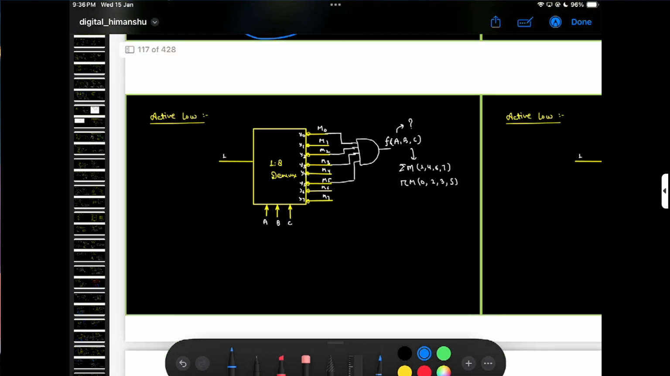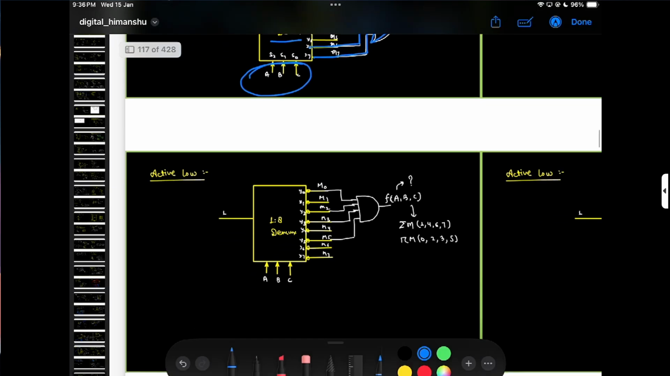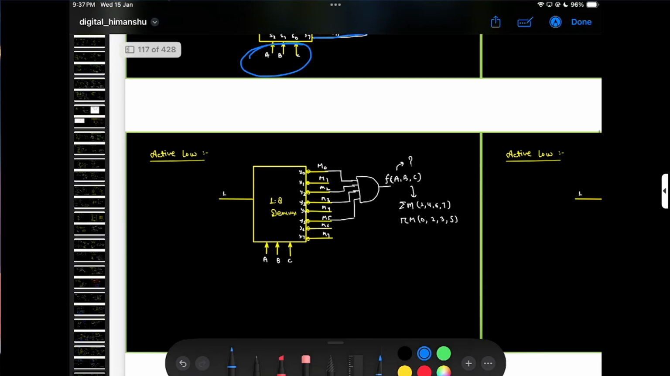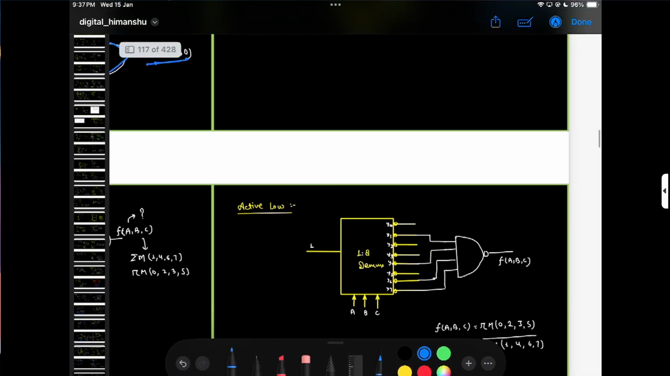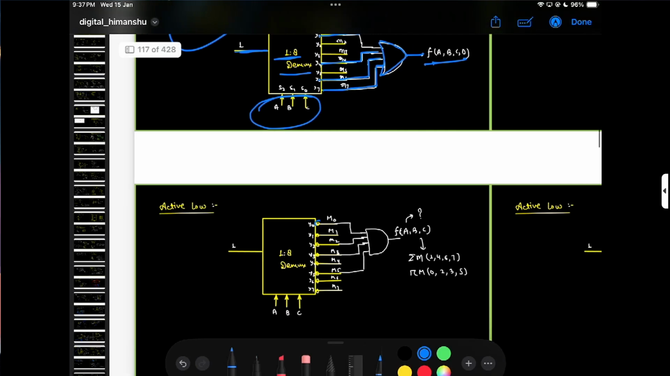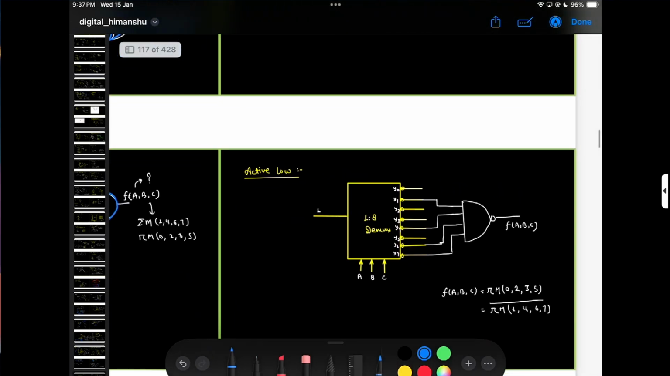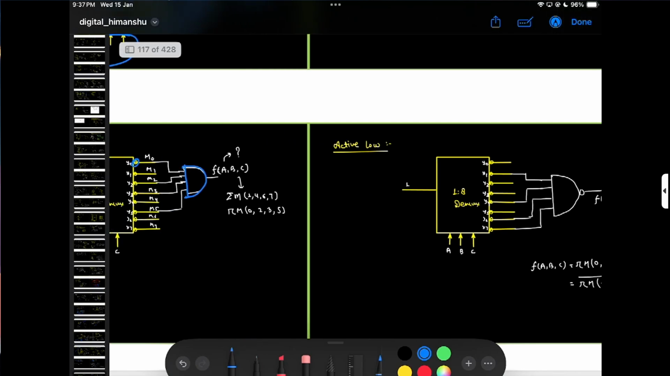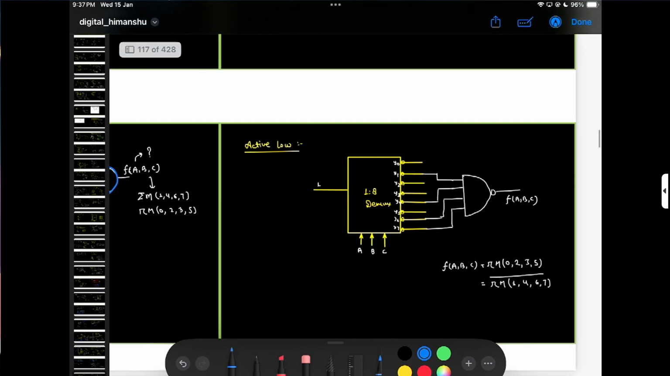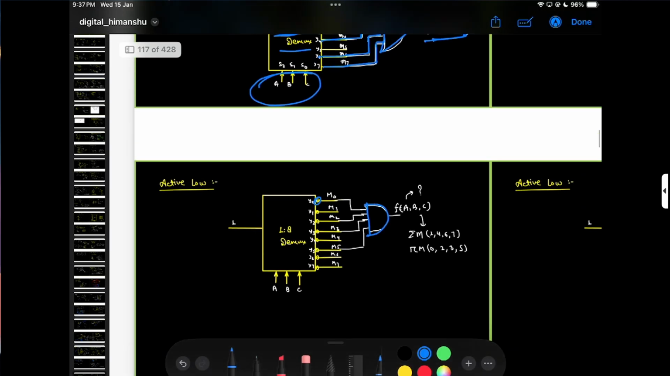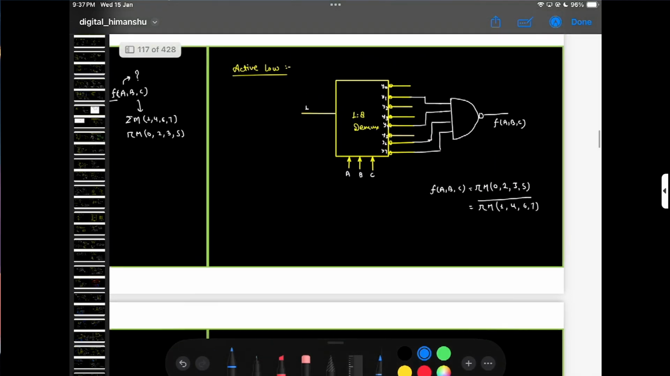Here is the active low version. How to make active low? A bubbled AND gate also represents a NOR gate. So just like bubbled here, bubbled here, this is like a NOR gate. This is active low, and this is also active low.